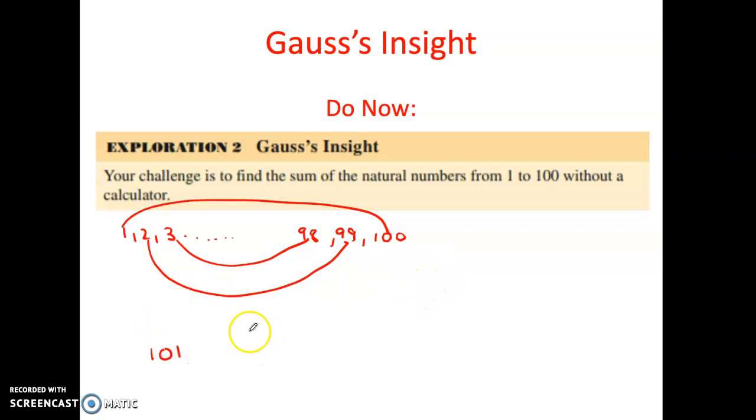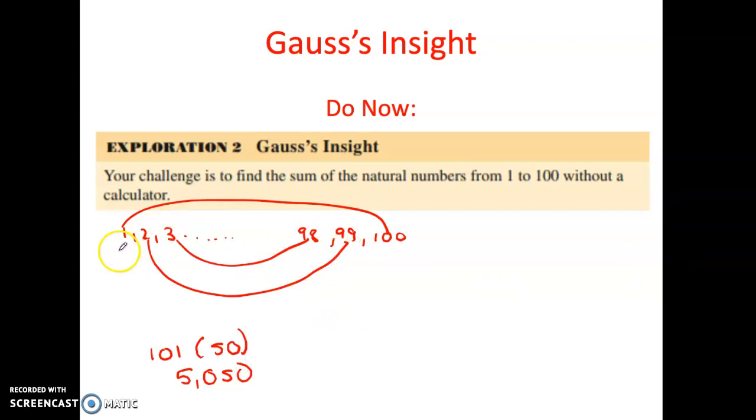This would have been a really cool class discussion in class. So we're going to get a sum of 101, but the question is, how many pairs do we have? Well, we take the number, and we divide by 2, and we're going to get 50. So if you multiply this together, we will get our sum of 5,050.